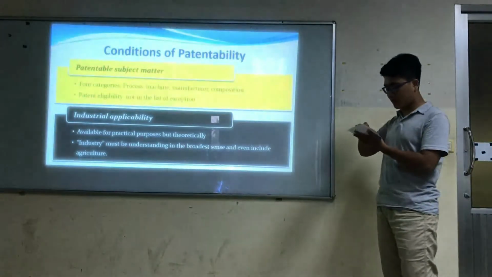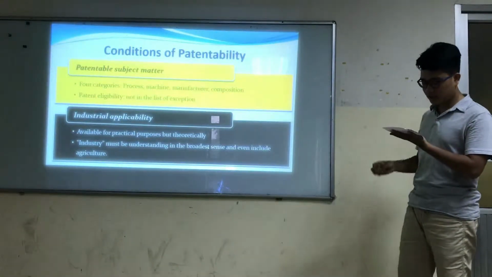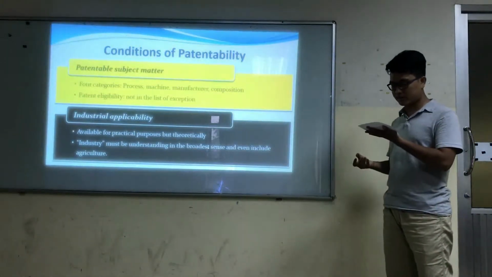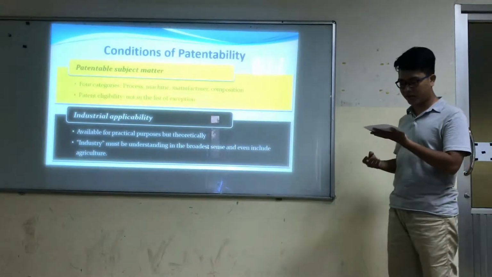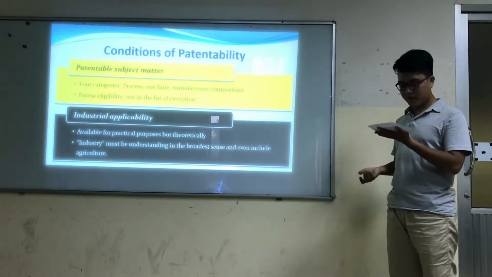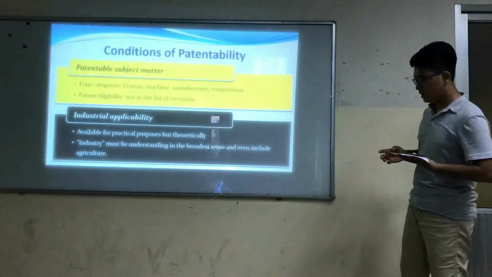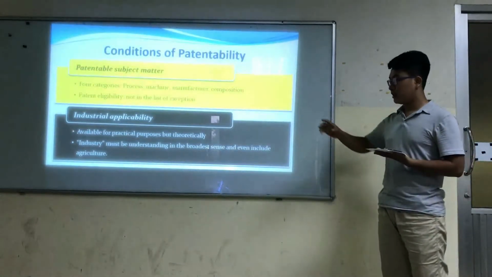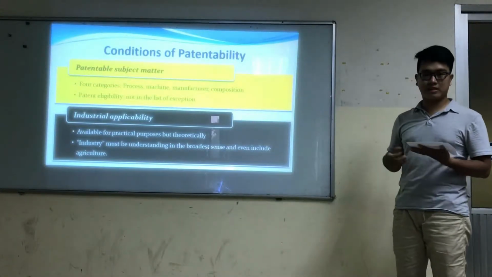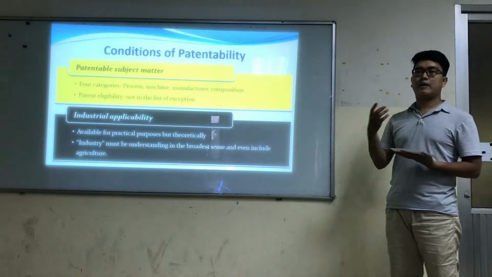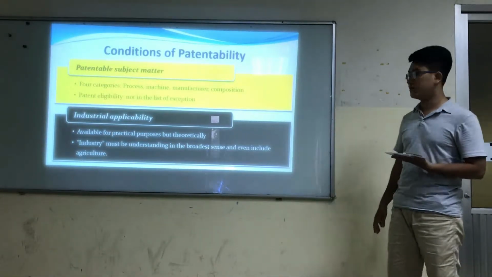So the legal exceptions in patentable subject matter consist of discovery of material or substance already existing in nature, scientific theory or mathematical method, and plant or animal other than microorganisms. In other words, something must be created in patentable subject matter. It needs to be created by the inventor. It should not already exist in nature.